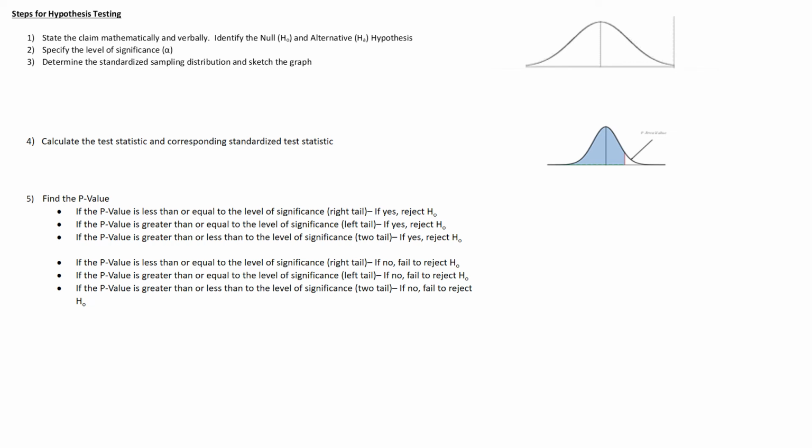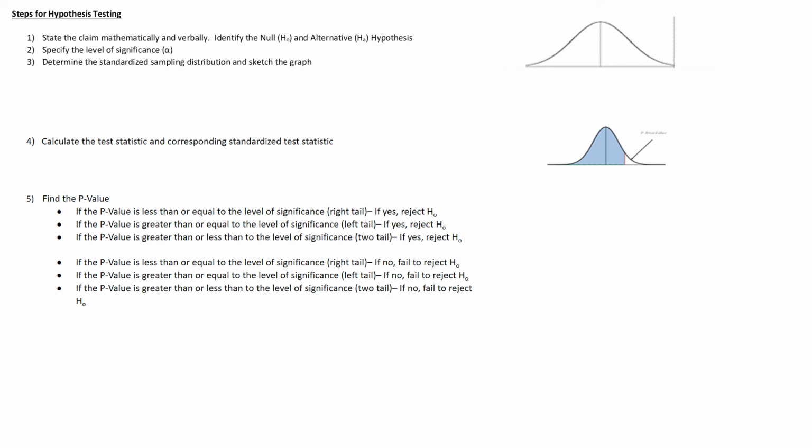What's your level of significance? If it's a 90% confidence interval, then it'd be 0.10. 95% would be 0.05. Then what I always do, and you'll see this in our work, is determine a standardized sampling distribution and sketch the graph. It's easier to see how many deviations it is and where the mean is, and you can put some numbers to it. We calculate the test statistic and the standardized test statistic.